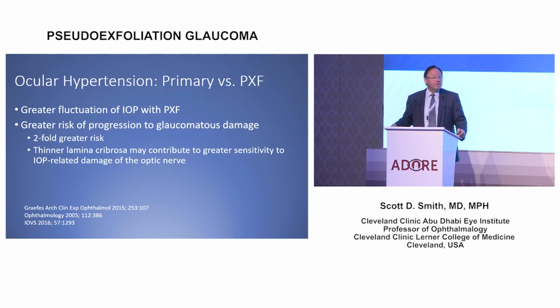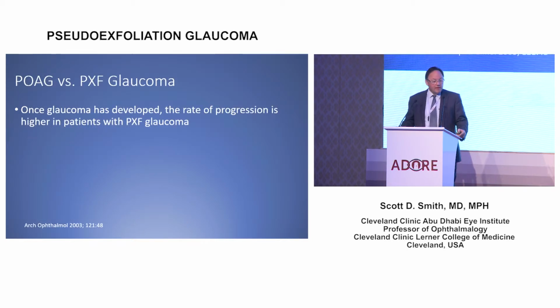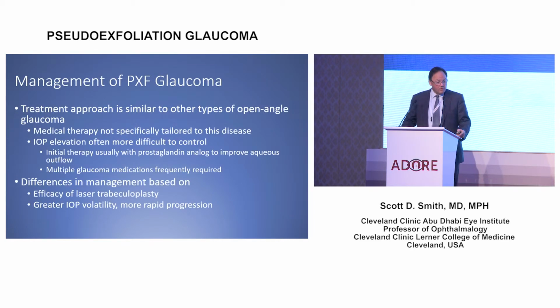It's important to understand that pseudoexfoliation is a disease characterized by volatility of the IOP when intraocular pressure rises. There's greater fluctuation and greater risk of progression to glaucoma damage, a twofold risk in comparison to ocular hypertension due to primary ocular hypertension in the absence of pseudoexfoliation. A thinner lamina cribrosa has been postulated to contribute to greater sensitivity to IOP-related damage of the optic nerve in pseudoexfoliation patients. Once glaucoma has developed, the rate of progression has been shown to be higher in patients with pseudoexfoliation compared to primary open-angle glaucoma.